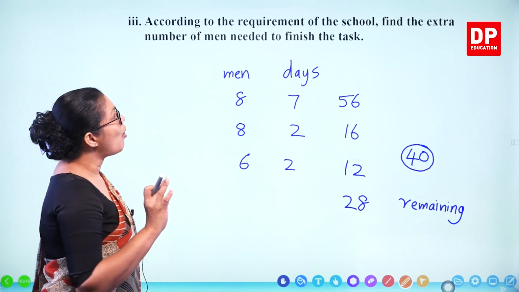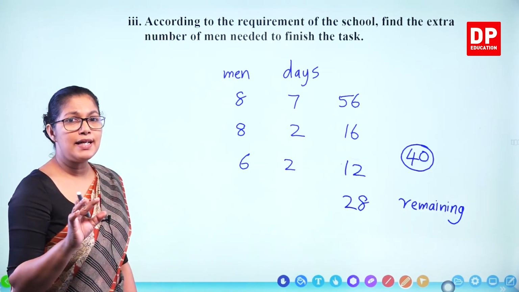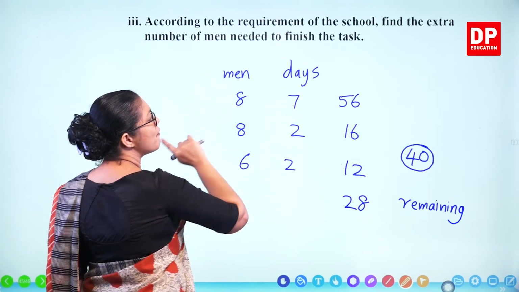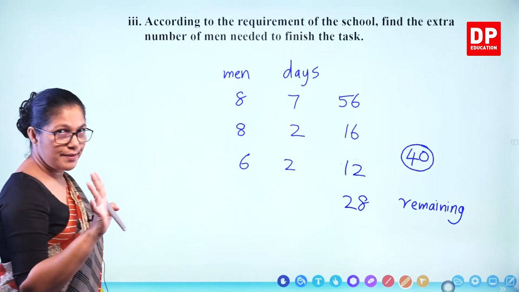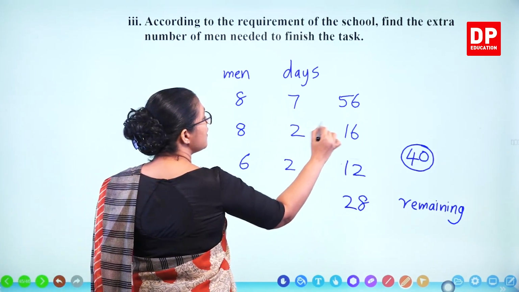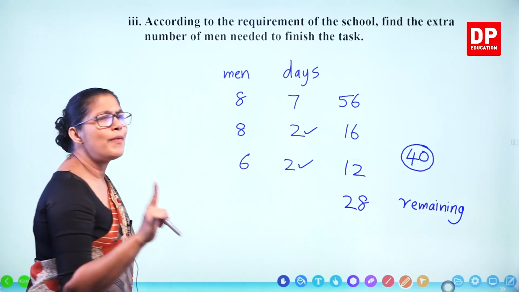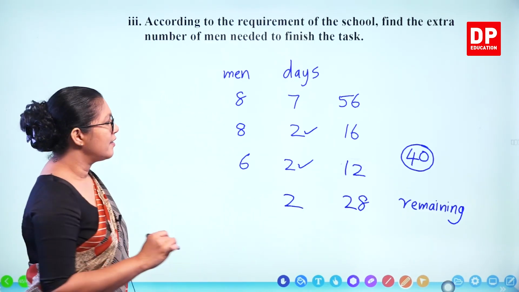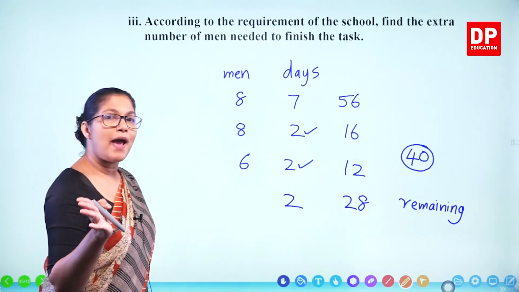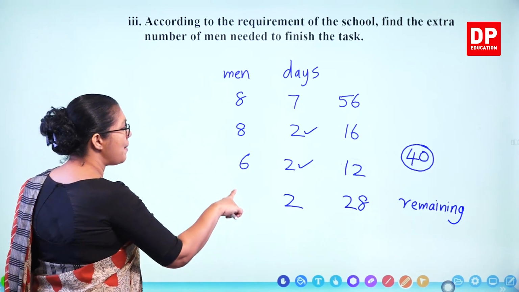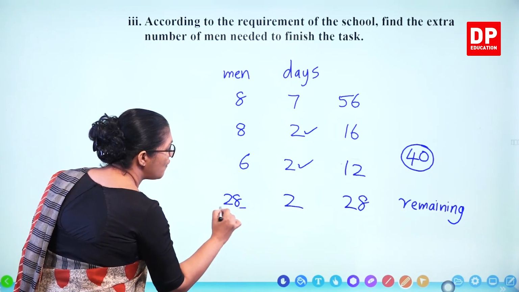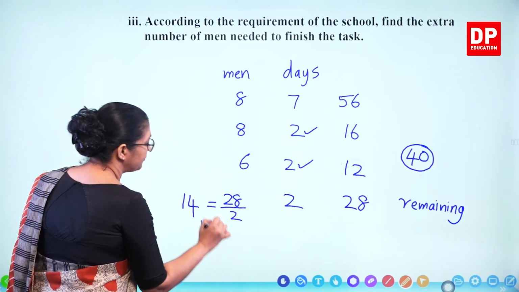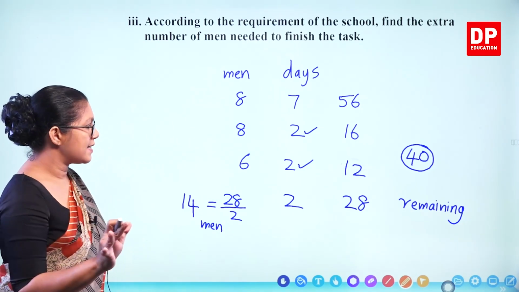Now the principal wants the work to be completed before the scheduled time, 1 day before. So that means 6 days altogether. So 2 already finished, another 2. So how many days remaining now? Only 2 days remaining. So we need to complete 28 man days work. So how many men needed? 28 over 2. That's 14 men needed to complete the task now within 2 days.